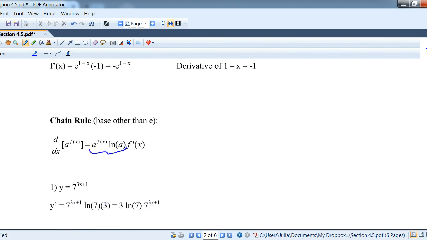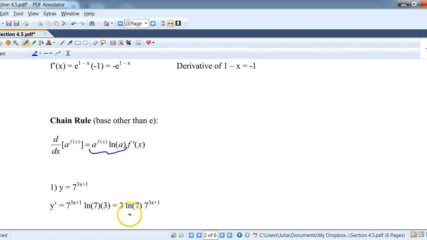Now let's keep going. Let's try it with 7 to the 3x plus 1 power. Again, we get itself, 7 to the 3x plus 1, times the ln of the base, ln of 7, times the derivative of 3x plus 1, which is 3.